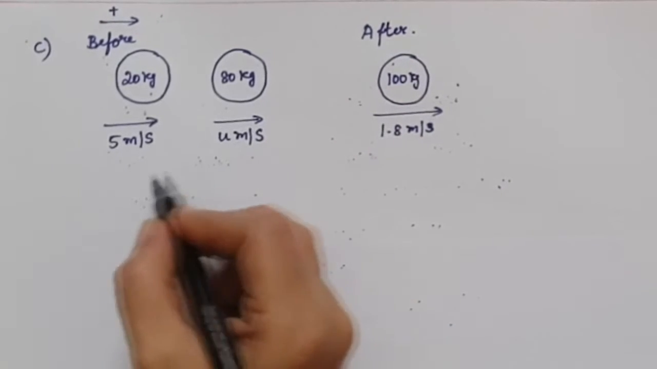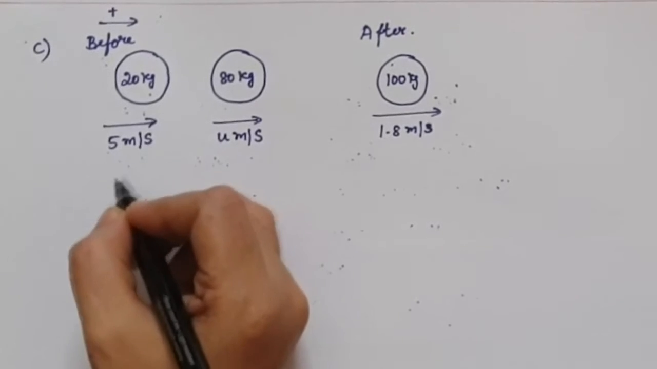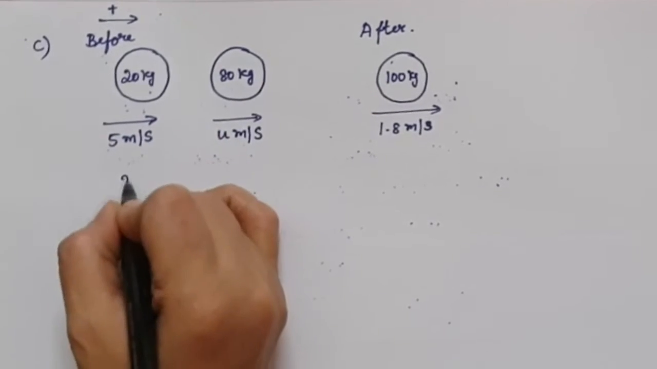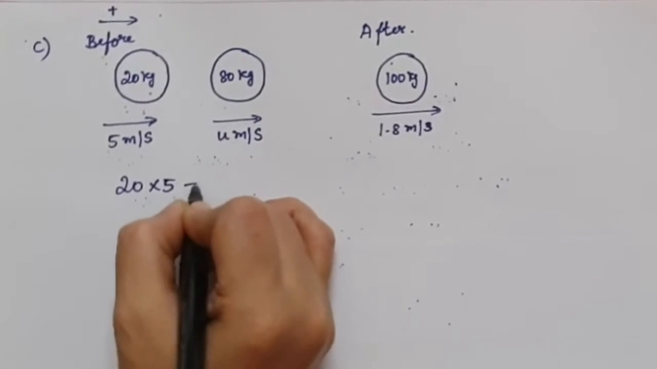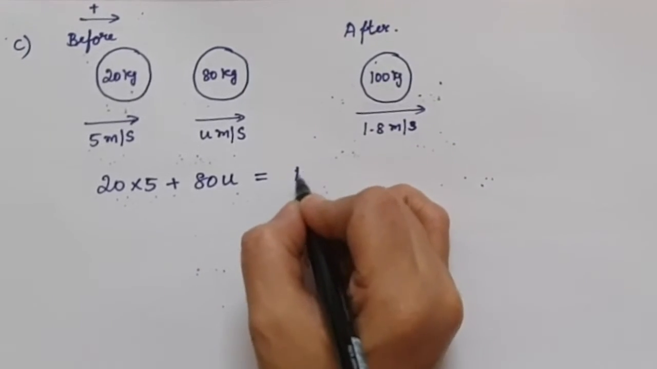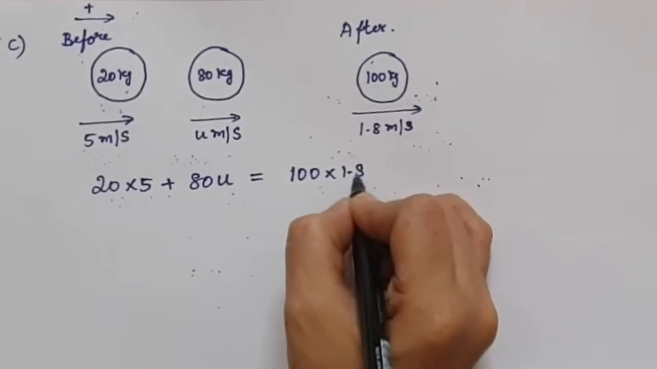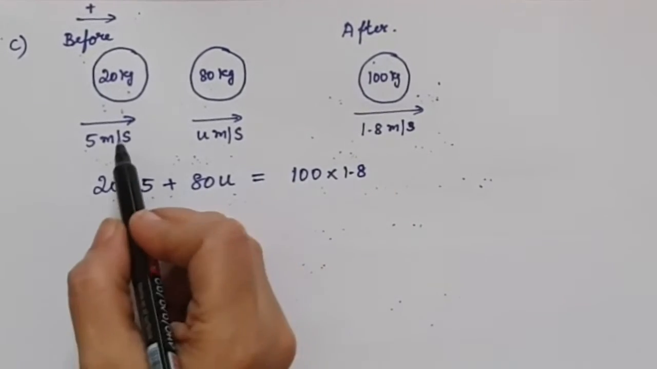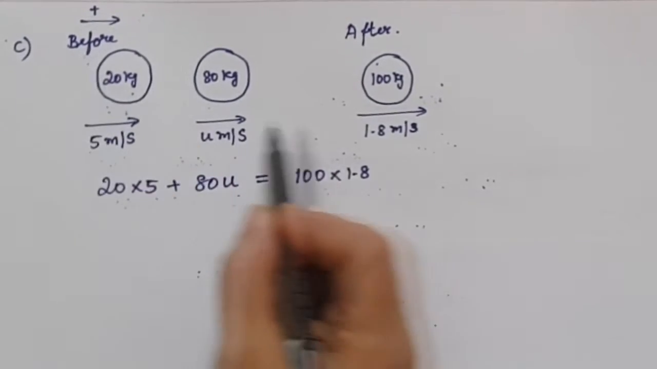Now when they are coalescing bodies, we just do the same procedure, that is 20 into 5 plus 80u. That will be equal to, here the mass is 100 into 1.8. Here we are writing everything with speed positive, but all are in the positive direction.